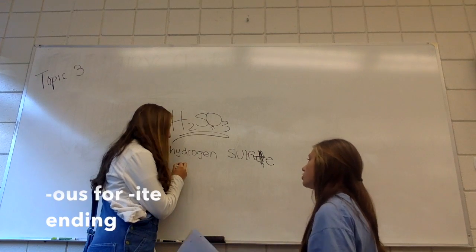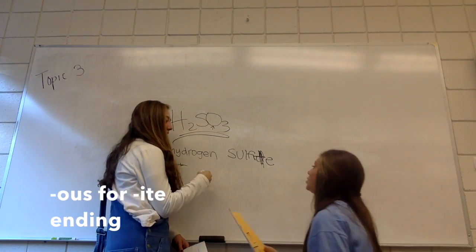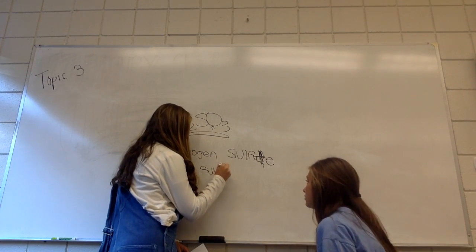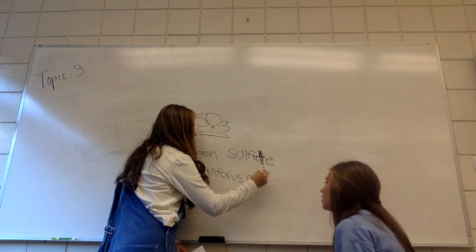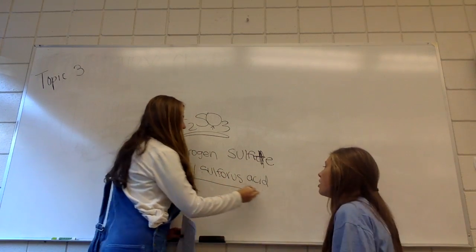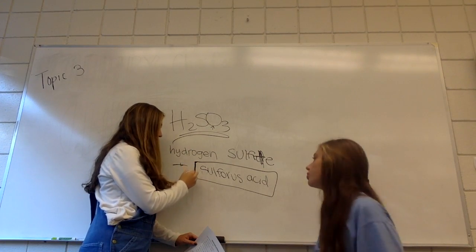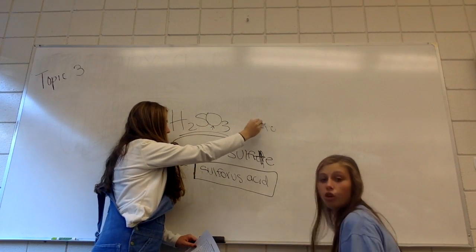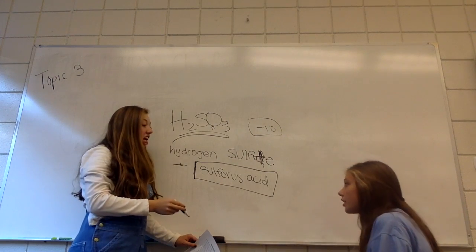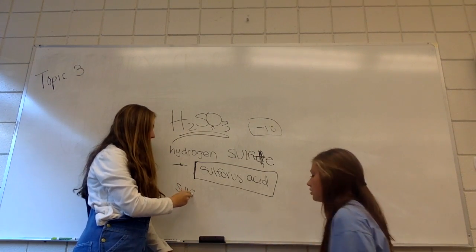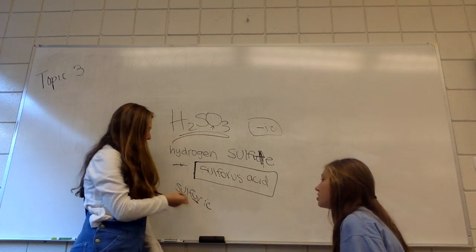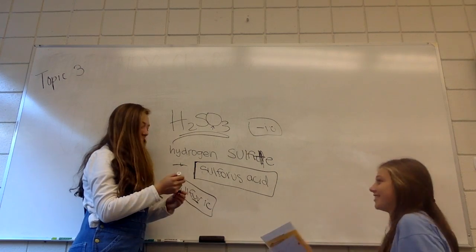But now remember, when you're writing this, you don't want to write hydro. That would be sulfurous acid. And that would be your answer. But the thing is, if you had an ate ending, you would use the root ic. So if you had sulfate, you would have sulfuric acid. Why do you keep the ur in there? Because it sounds better.